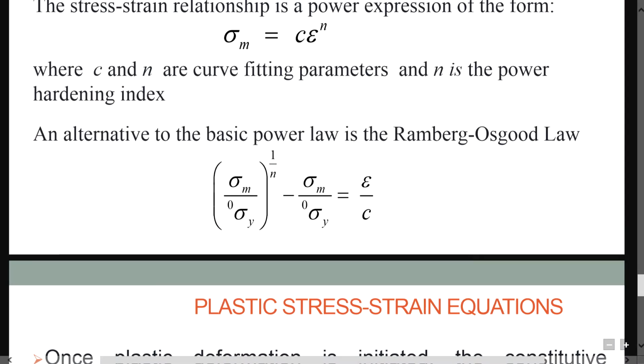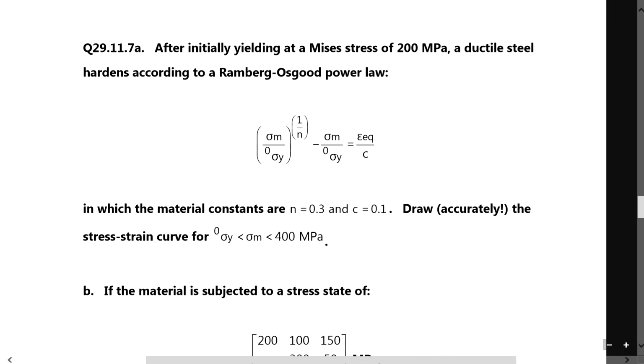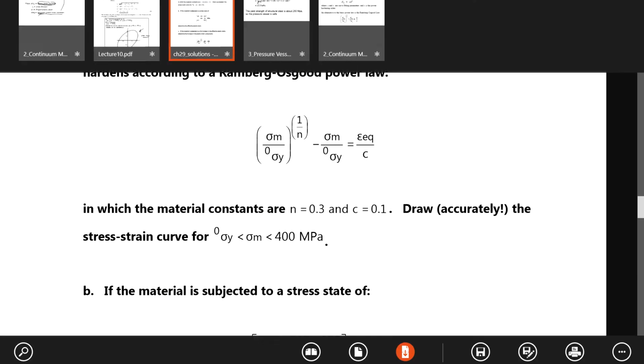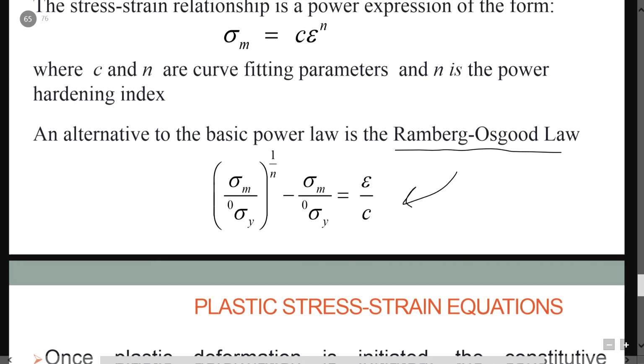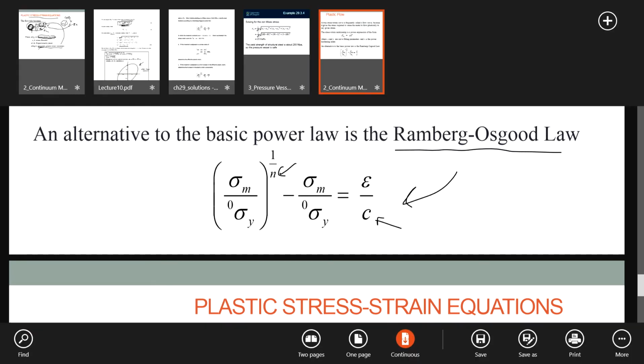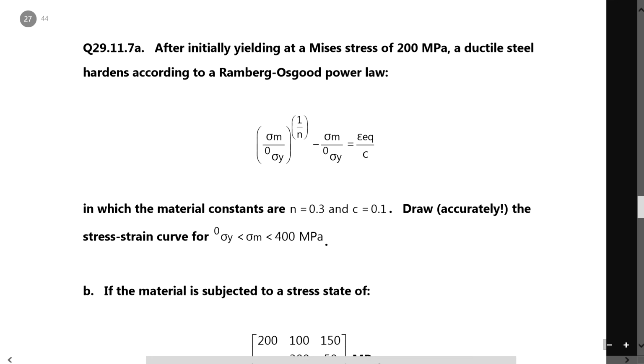In this video we'll talk about the Ramberg-Osgood law. This is the equation that we'll be using. So let's start. If you still remember, the Ramberg-Osgood power law deals with hardening. This n is your hardening factor, and c is some constant. It's talking about hardening in terms of the material itself.